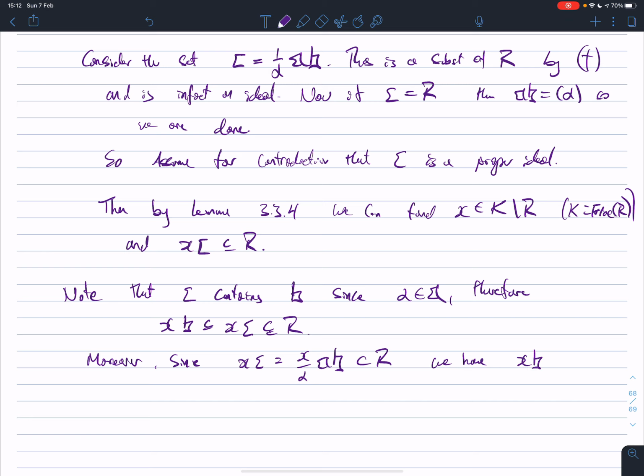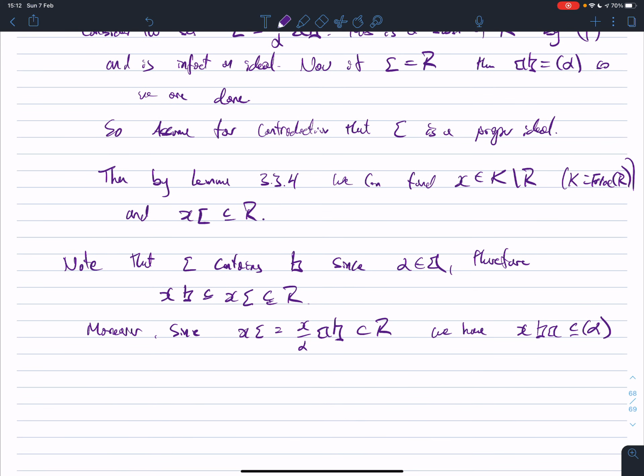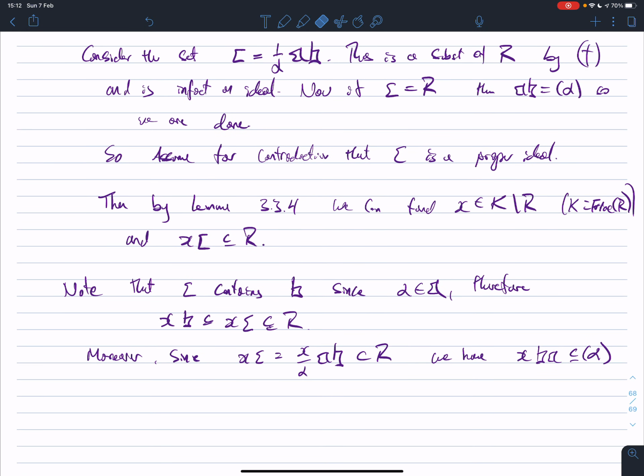I'll just write it like this. Multiplication of ideals is commutative, so I've swapped the A's and B's around in here. But this is contained in the ideal alpha. Since this is the case, x over alpha times AB is an element of R. Again, just multiply up: imagine that I'm multiplying up by alpha and then taking ideals again. Now you get x times B is contained in the ideal generated by alpha.